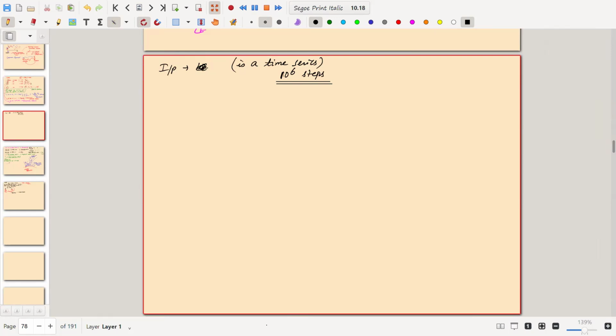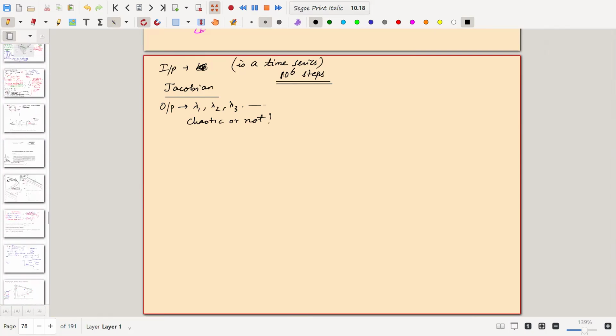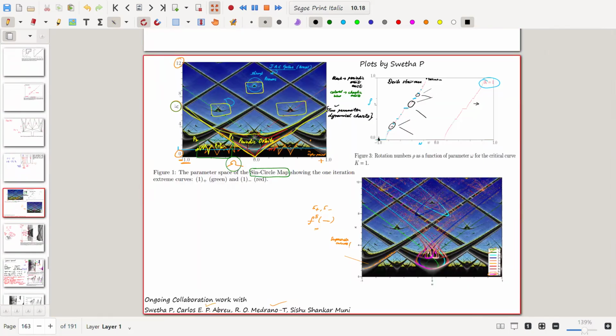And when you take the input, you feed in the Jacobian matrix. Many processes will happen to the Jacobian matrix. And then the output will be your Lyapunov exponents lambda 1, lambda 2, lambda 3, and so on. Based on this, you can find whether your system is chaotic or not. So this is how this plot was carried out.